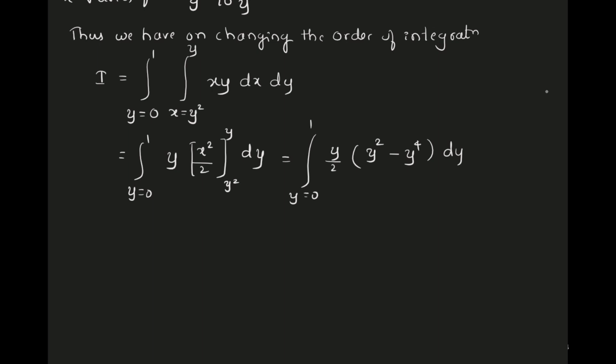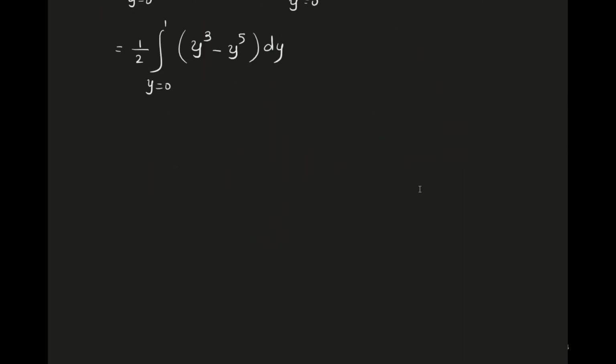So now simplify it. Open the bracket, means take y inside the bracket. 1 by 2 is a constant, take it out completely. Then integration y 0 to 1. Now multiply, you will get y cube minus y raised to 5 into dy. So now you can integrate with respect to y. When you integrate with respect to y, I is equal to 1 by 2, so it is y raised to 4 by 4 minus y raised to 6 by 6. Limits vary from 0 to 1.